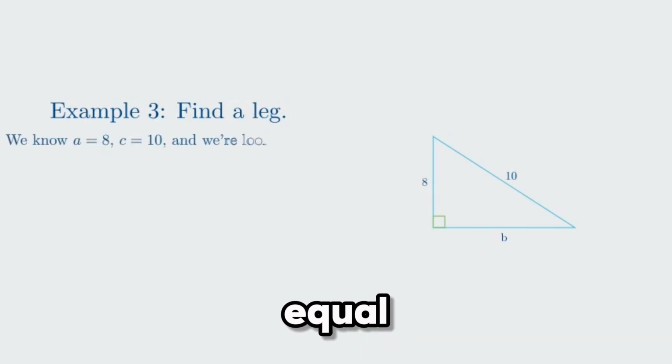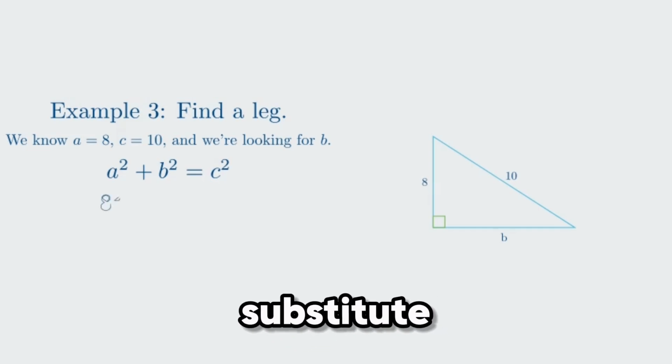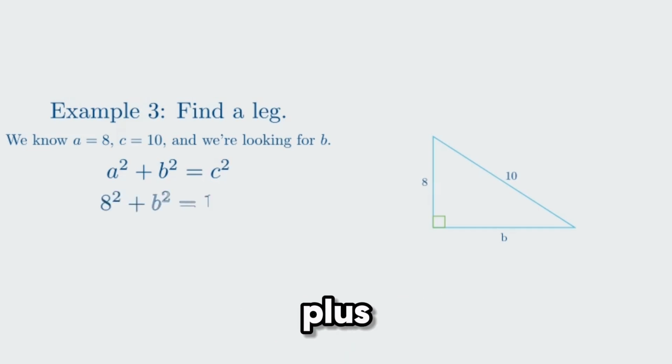We know A equals 8, C equals 10, and we're looking for B. Our trusty formula is A squared plus B squared equals C squared. Substitute the values we know. 8 squared plus B squared equals 10 squared. 8 squared is 64, and 10 squared is 100. So we have 64 plus B squared equals 100.